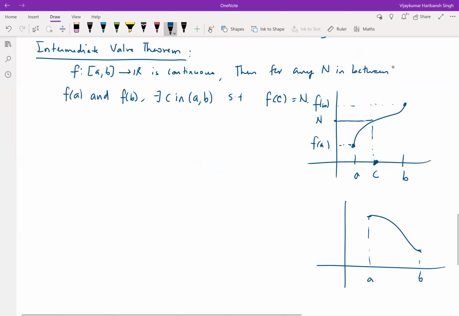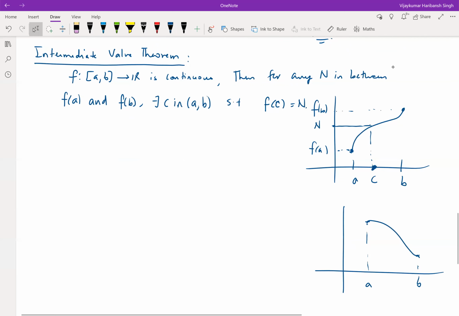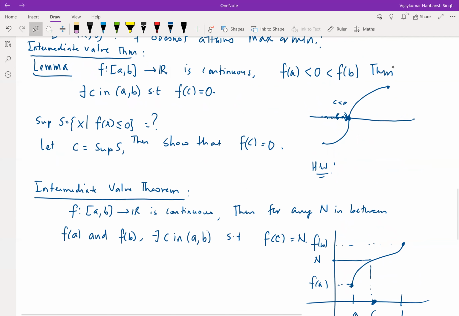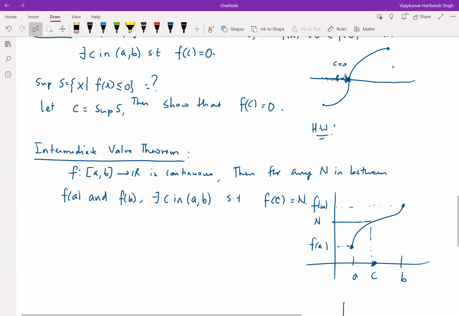So how do you prove this? I mean, this was given to you when you were doing Calc 1, but how would the proof go, particularly from the previous lemma? Lemmas are generally short helpers to the theorem. So how can we use this lemma? Let's start with the following. Without loss of generality, let f(a) be less than f(b).